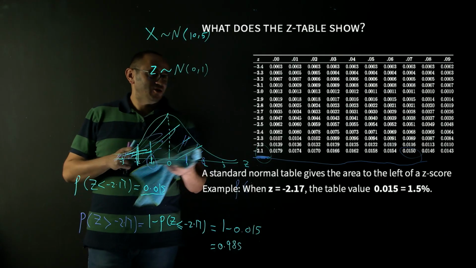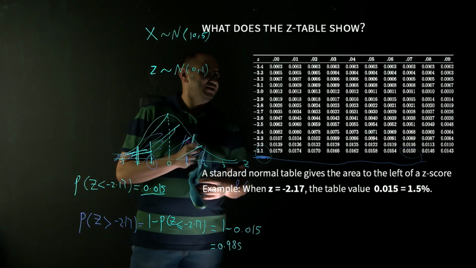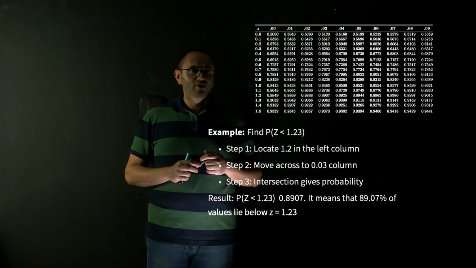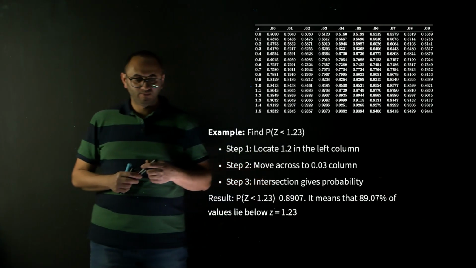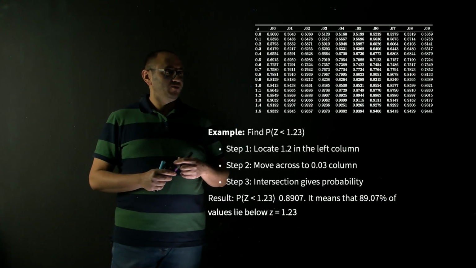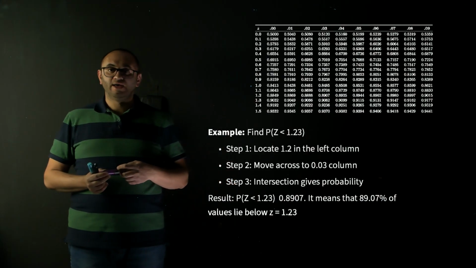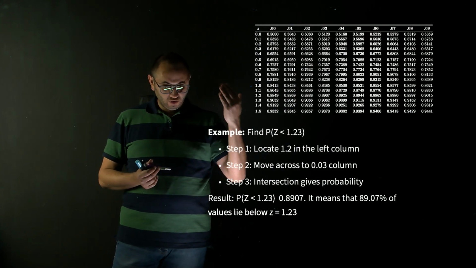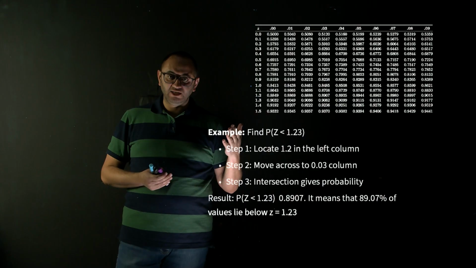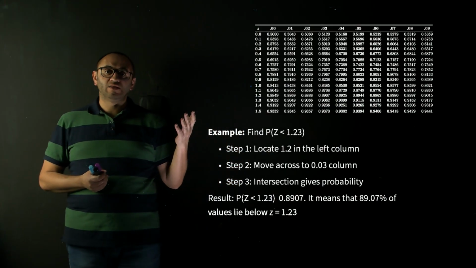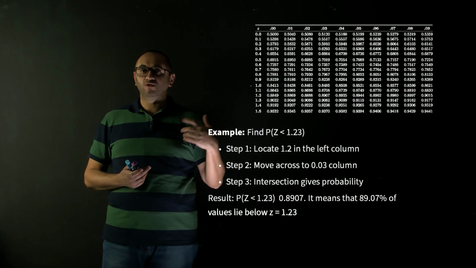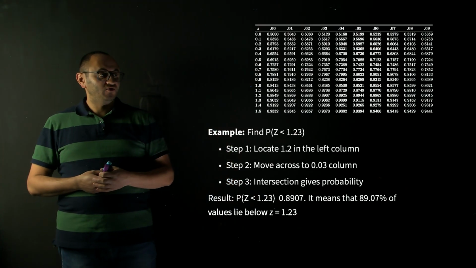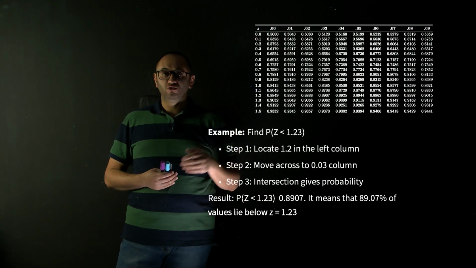All right, so now I'm going to erase this because I need to go to the next slide. Next, we are going to discuss another example. What is the probability that z is less than 1.23? This value of z is positive, so we have to look at the positive z table. As you see here in the left column, we have positive values of z.